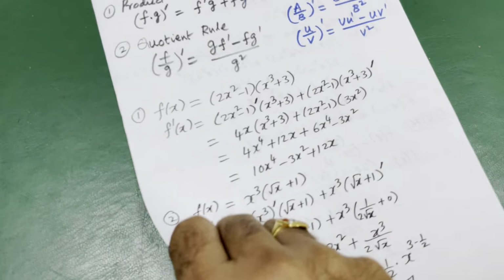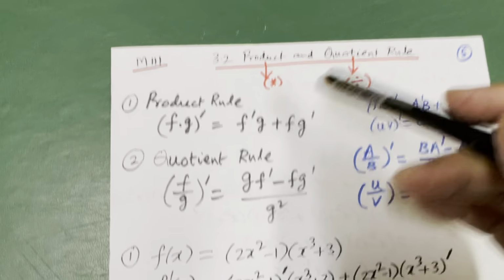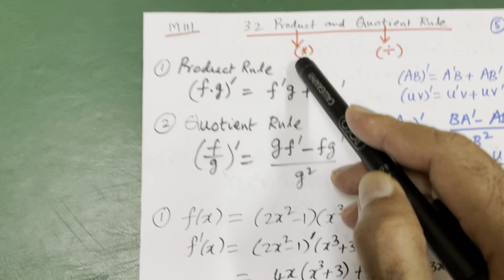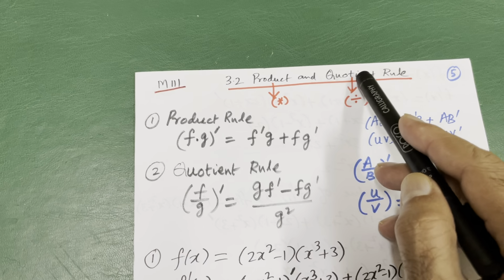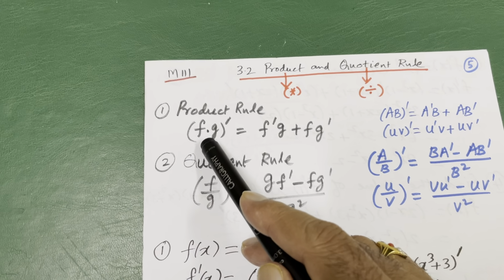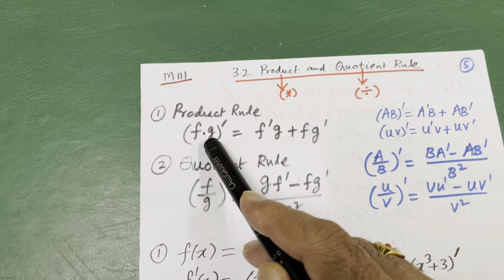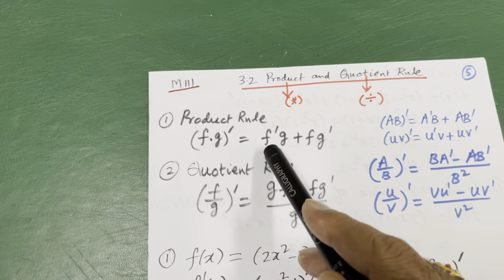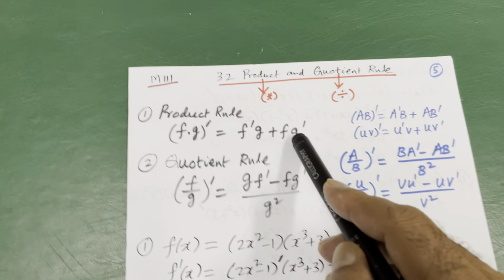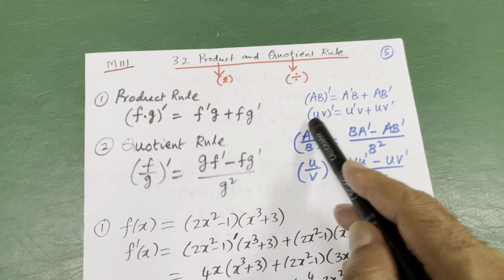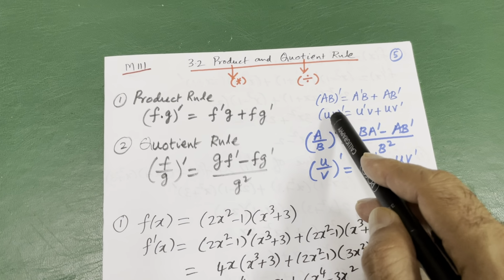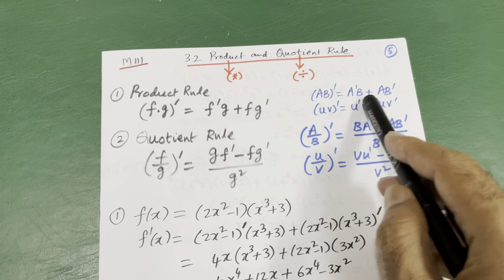Let us see the next topic. The next topic is the derivative rules. The derivative rules are the product and quotient rule. Product means multiply. Quotient means divided by. Product rule is this: for F times G, the derivative is F derivative multiply G plus F multiply G derivative. Whether you write FG or AB or UV, it is the same. Suppose we write UV, the derivative is U derivative multiply V plus U multiply V derivative. You have to remember the formula.